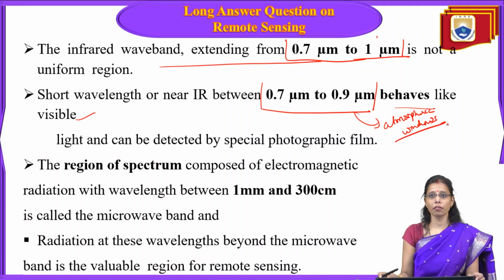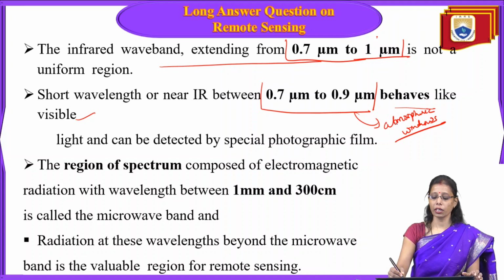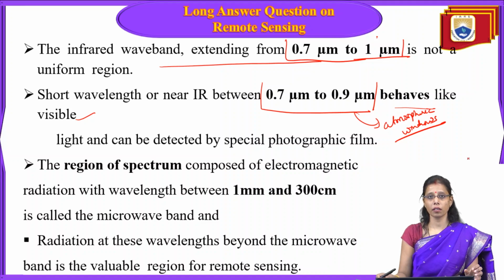So in the atmospheric windows, we can find the regions for passive remote sensing, because from here the light is allowed to pass through and we can easily detect the photons from this region.